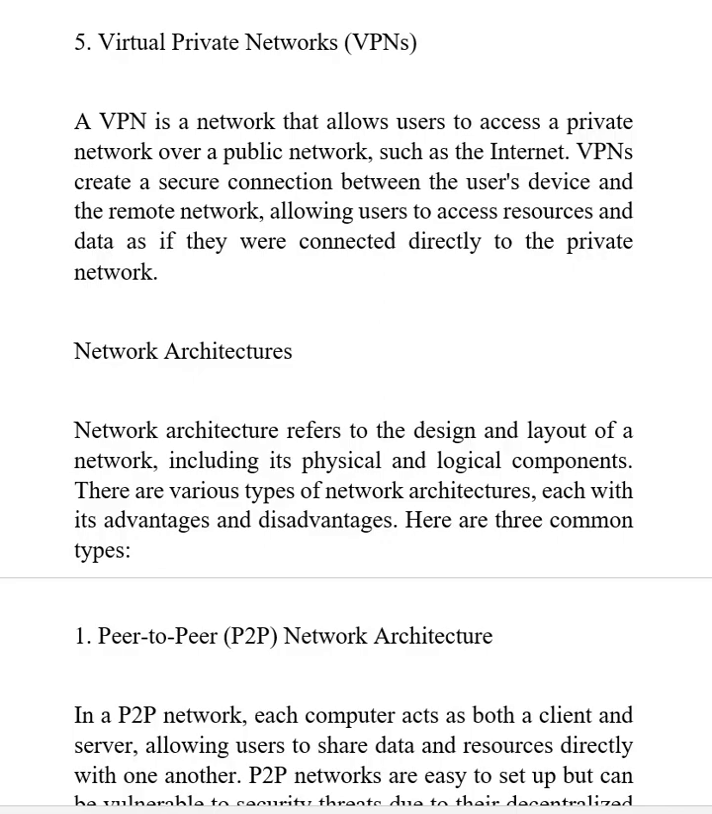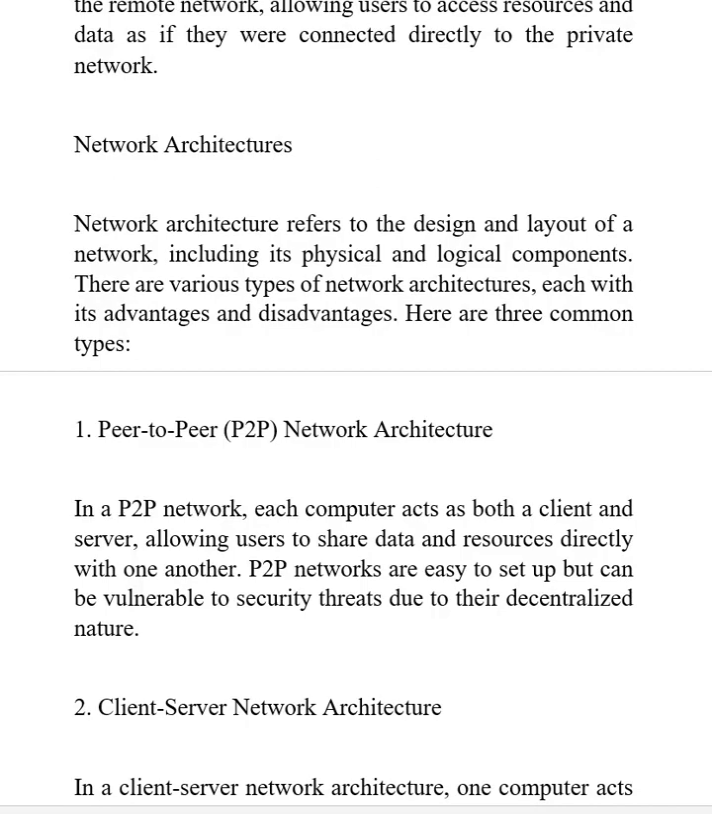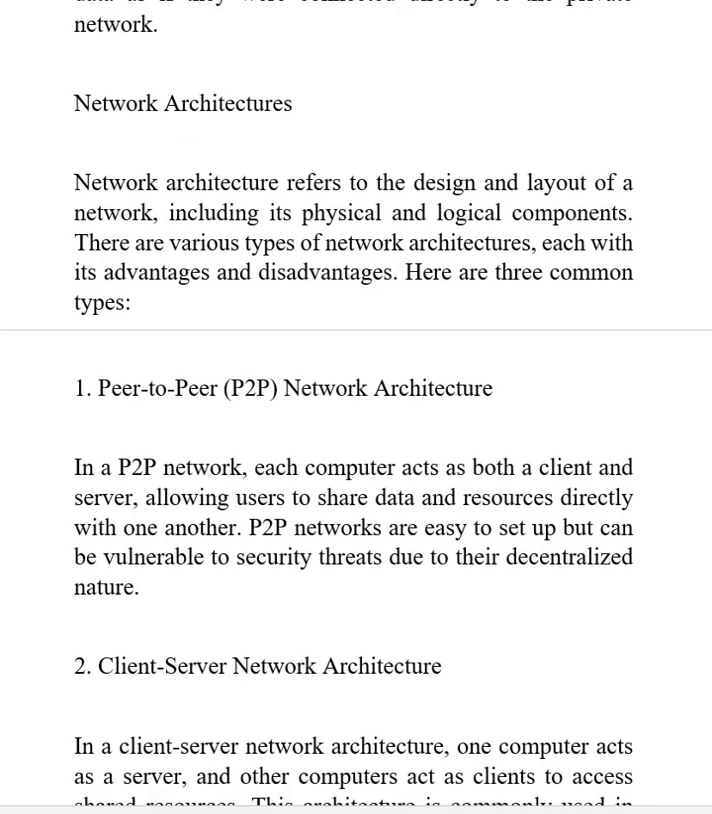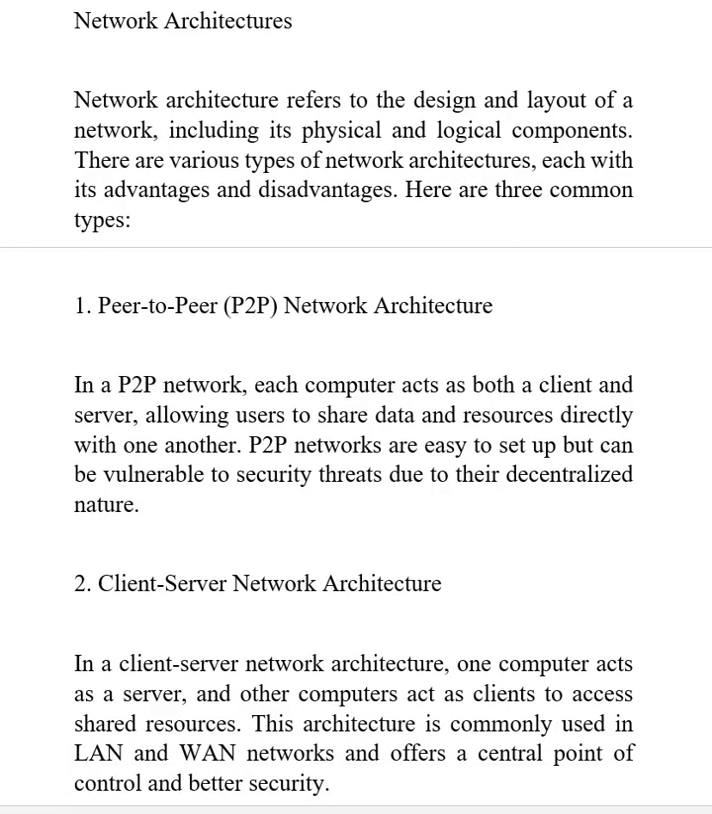Network architectures. Network architecture refers to the design and layout of a network, including its physical and logical components. There are various types of network architectures, each with its advantages and disadvantages. Here are 3 common types. 1. Peer-to-peer, P2P, network architecture. In a P2P network, each computer acts as both a client and server, allowing users to share data and resources directly with one another. P2P networks are easy to set up, but can be vulnerable to security threats due to their decentralized nature.